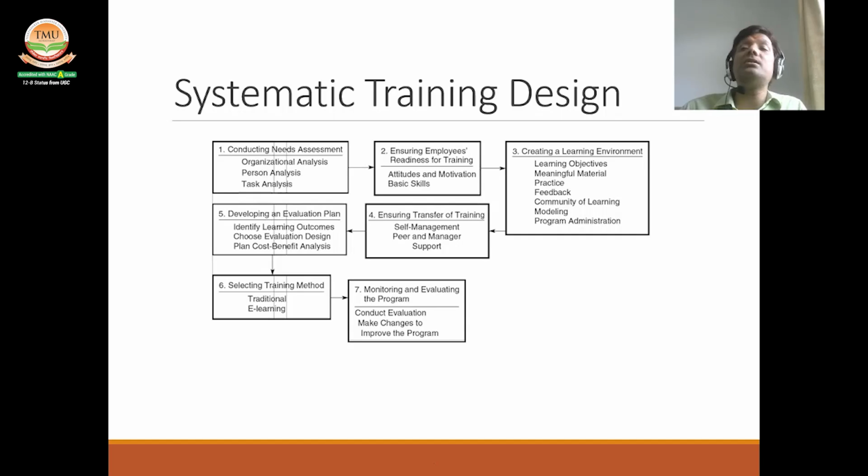And last and important, monitoring and evaluating the program. You have to monitor the complete training program, because if monitoring is not done with full attention or properly, then the program will not be successful. The program can be a flop show. So, monitoring and evaluating of the program should be done very well. Conduct evaluation, make changes, improve the program. Now, the last 3 points are: you have to conduct evaluation for the training, and make changes to improve the program next time.